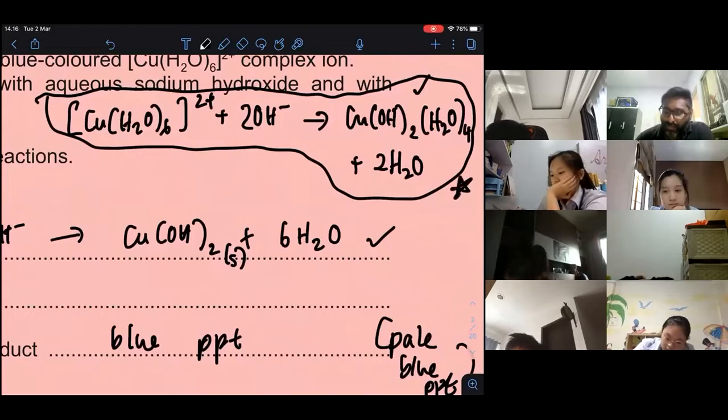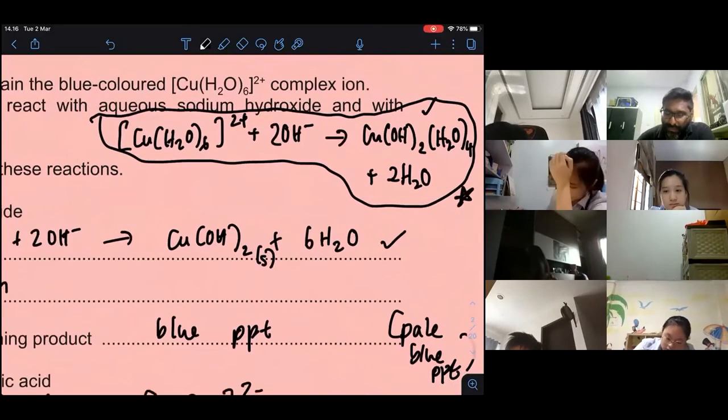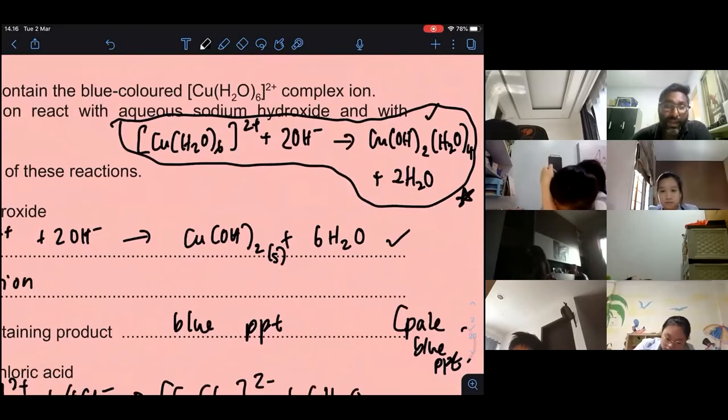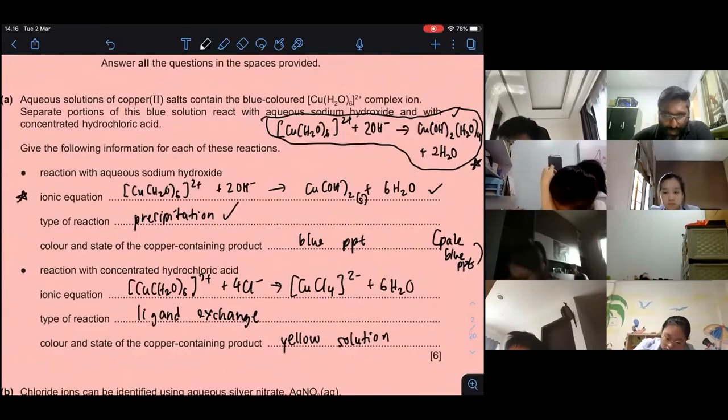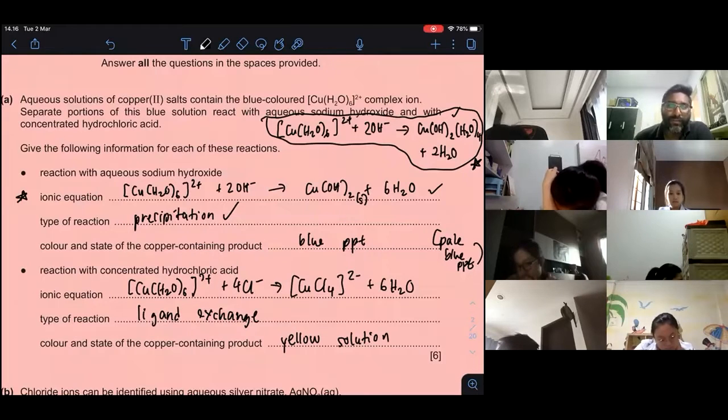Because it's still going to give you the precipitation reaction. So this is a precipitation reaction. So it will be the color and the state of the copper containing product. It's going to be a blue precipitate, so it's going to be a solid. It's going to be precipitate. So blue precipitate will do, no need to say blue solid.